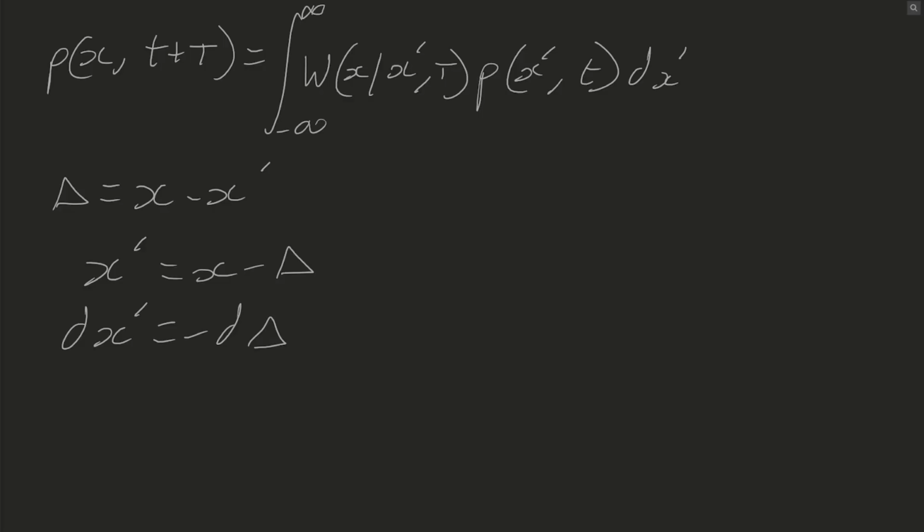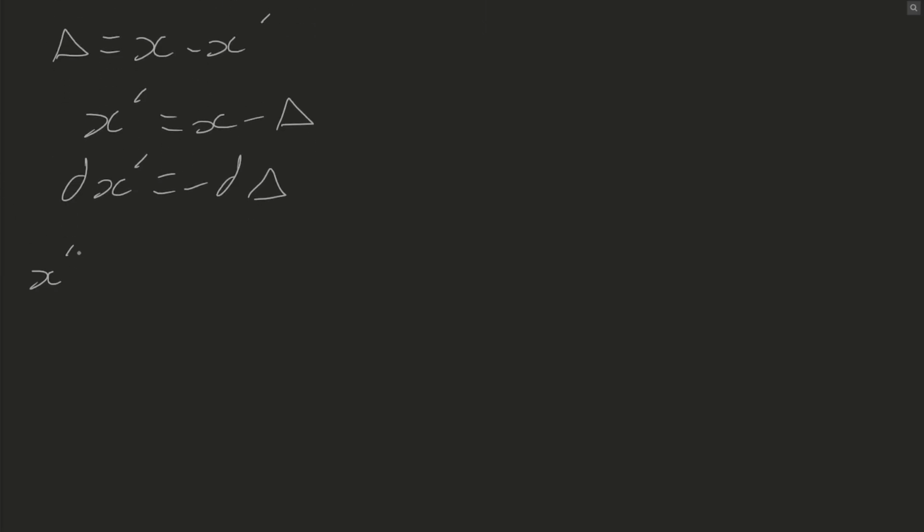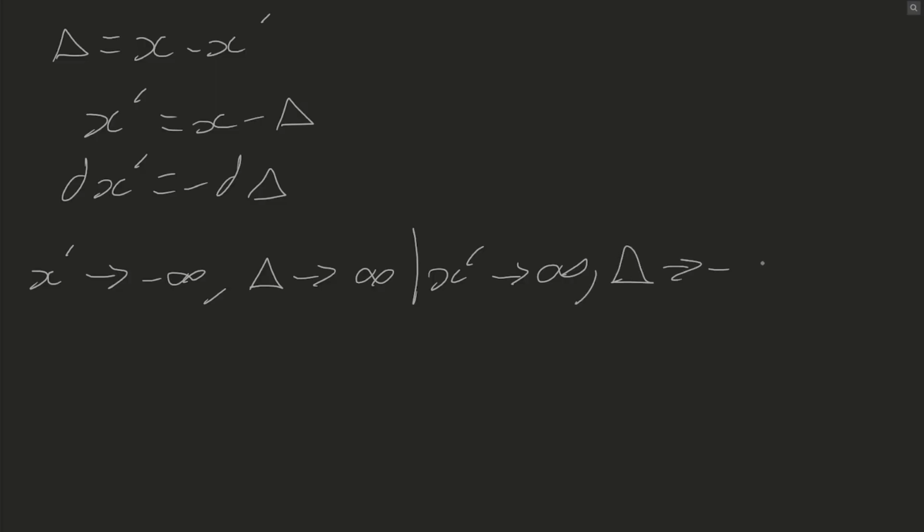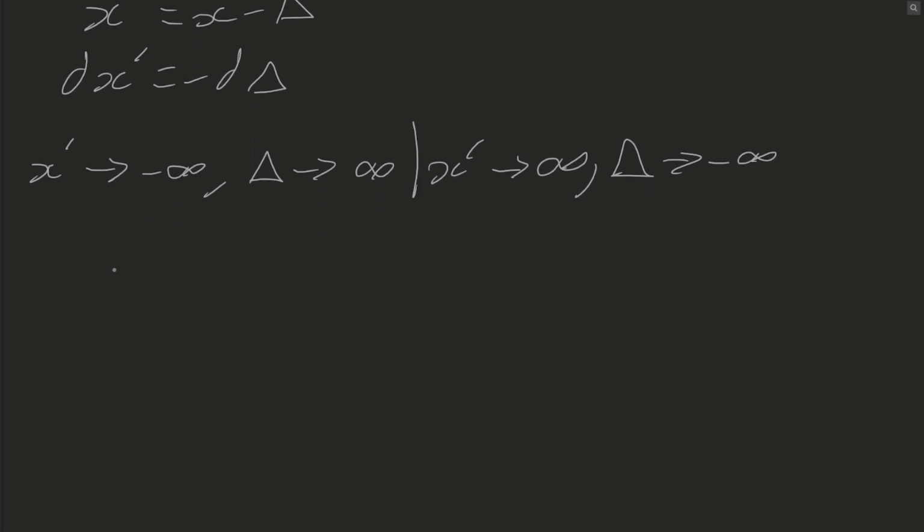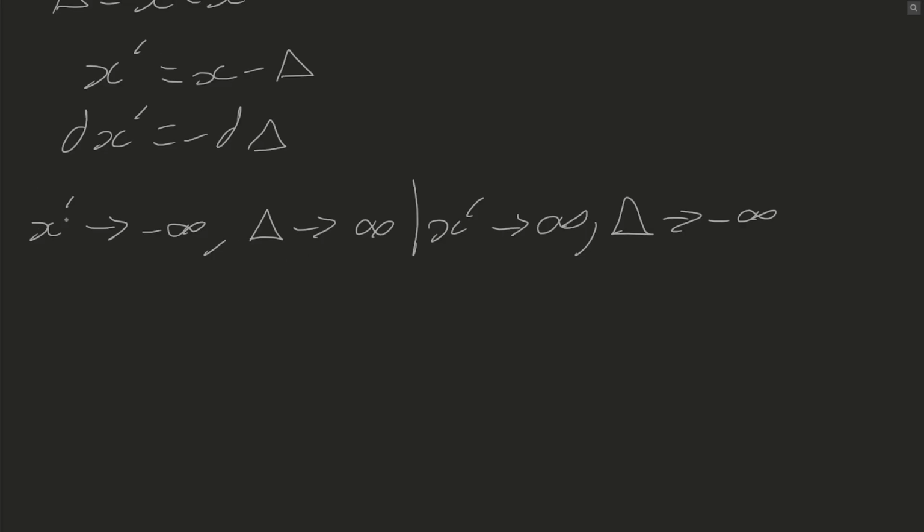Differentiating, yeah, differentiating, sorry. We know a couple of things from this. We know that as x prime tends to minus infinity, delta tends to infinity, and further, when x prime tends to infinity, delta tends to minus infinity. So that's what we know so far. We can sub all of this information back in, because this is setting up our bounds.